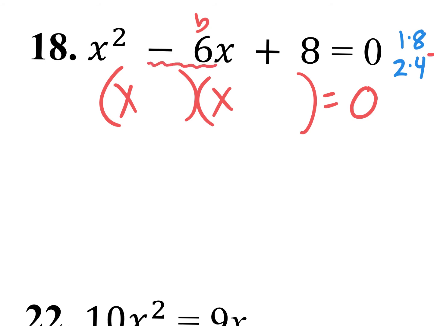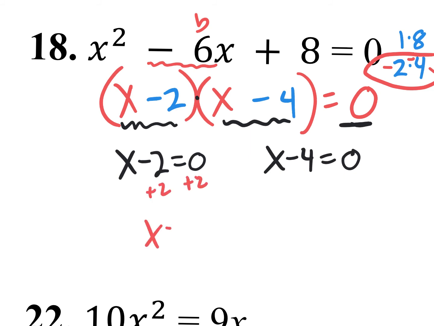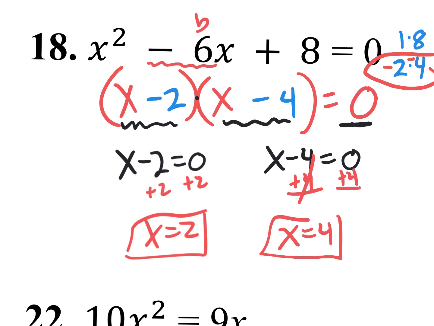-6. Yeah, 2 times 4, but change the signs, so -2, -4. So now we have something times something equals 0. So that first something could equal 0, and the second something could equal 0. So we obviously have our two answers: x equals 2, and x equals 4.